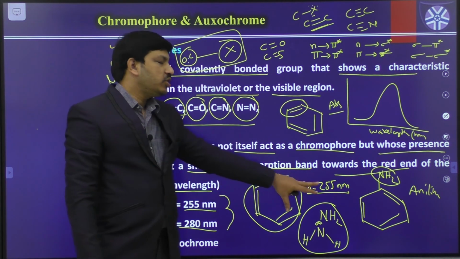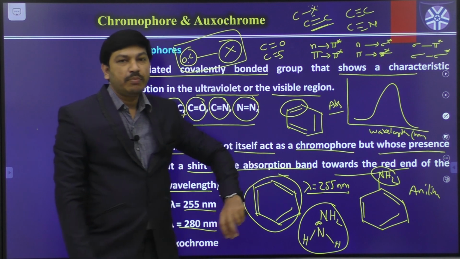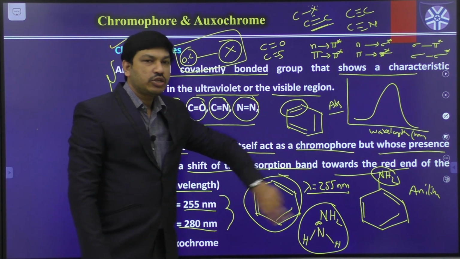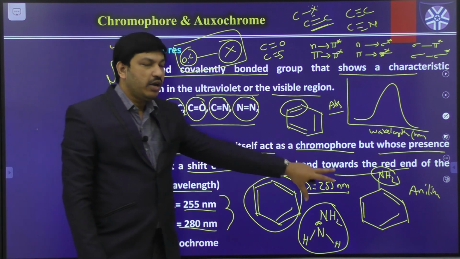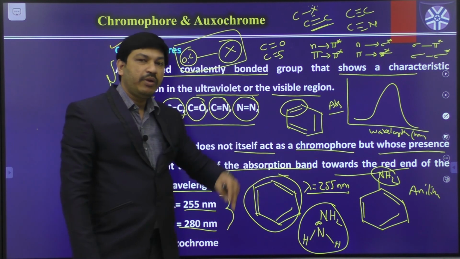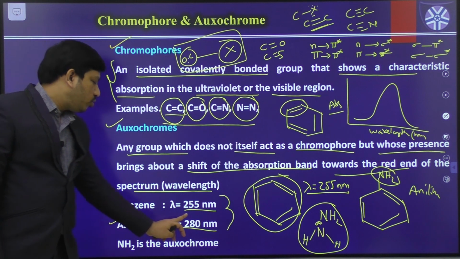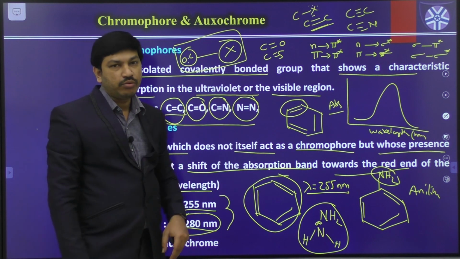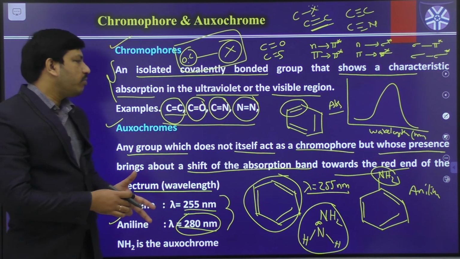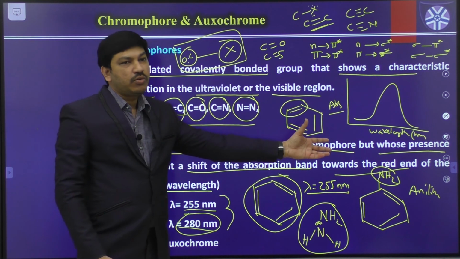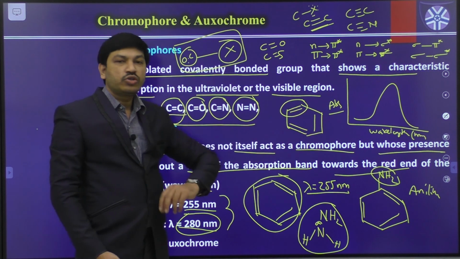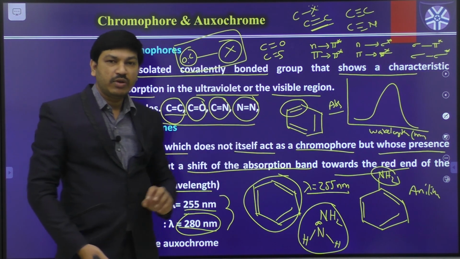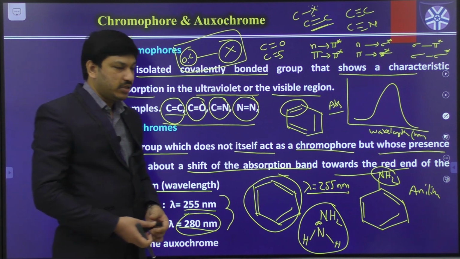So benzene initially provides an absorption peak around 255 nanometers, but once the NH2 group is attached to the benzene ring, that means in the case of the aniline compound, the same absorption peak occurs at around 280 nanometers. So this is a shift in the value. In an absorption spectrum, due to the presence of chromophores or in addition the auxochrome groups, there is always some kind of shift, and we have to understand those.